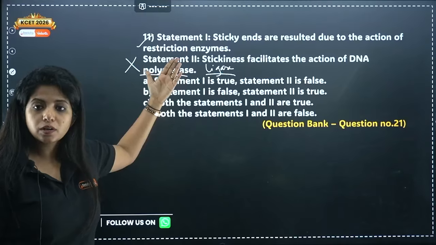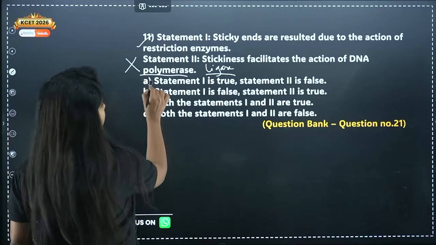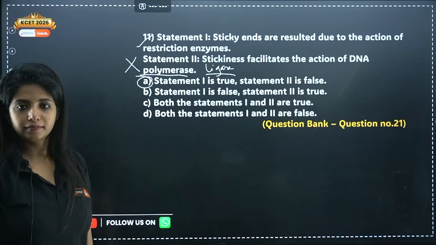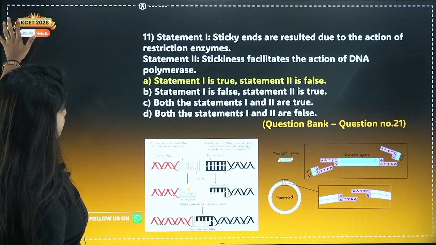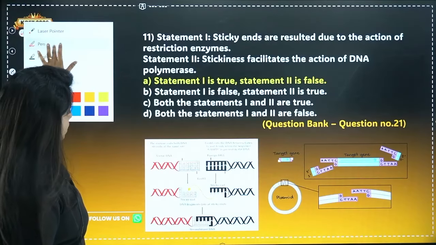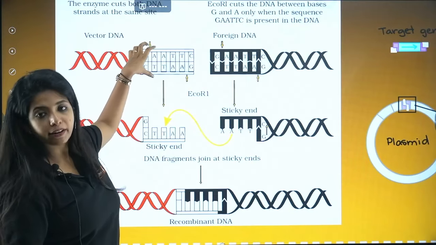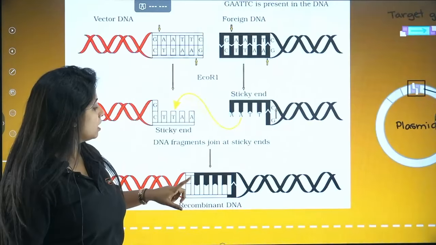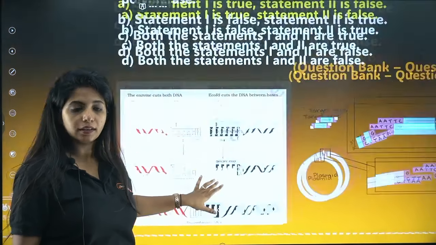So statement 1 is true, and statement 2 is what? False. Okay? Yes, ma'am. So over here the sticky ends are being mentioned. I cut the foreign DNA and the vector DNA. I made the sticky ends join, but still you will be needing what? DNA ligase to form the exact bonds out there.